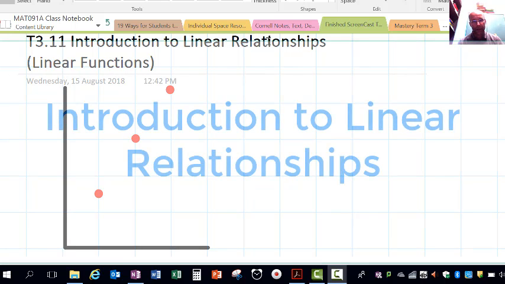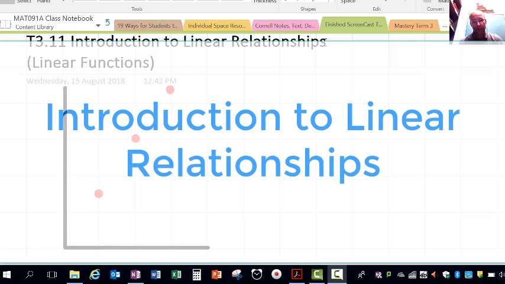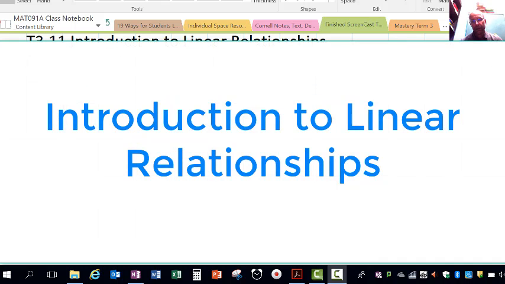In this video we are learning about linear relationships, and to be successful in this work you need to be able to do some things that involve linear relationships. They're to do with graphs and also equations.